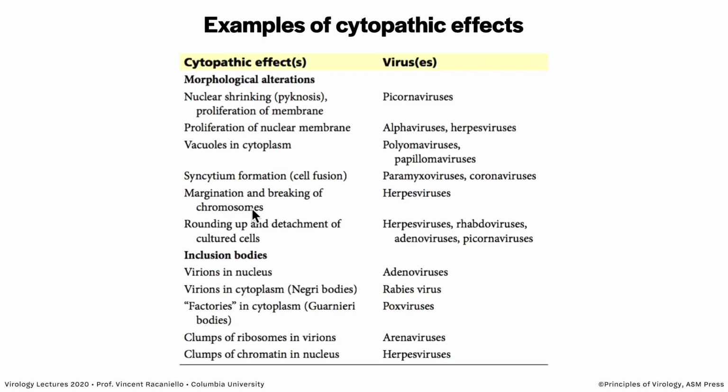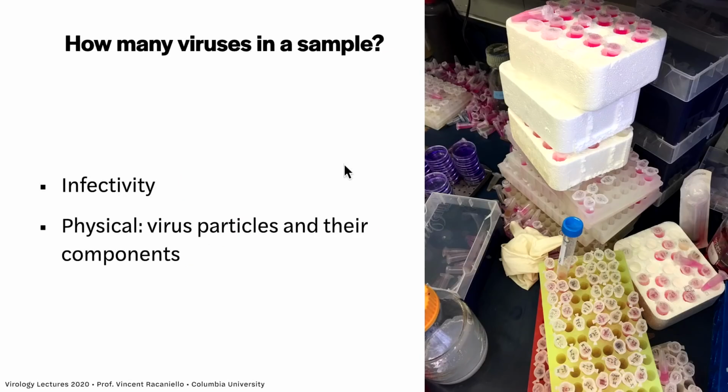Chromosomes can break up. You can see virus particles in the nucleus or the cytoplasm, clumps of ribosomes and virions. All these are cytopathic effects. So they tell you that your virus is reproducing in the cell. The next question you often have is, well, okay, we've infected this cell. How many viruses are in our sample when the cell is finished producing viruses? And you can measure infectivity, or you can measure physical virus particles or their components.